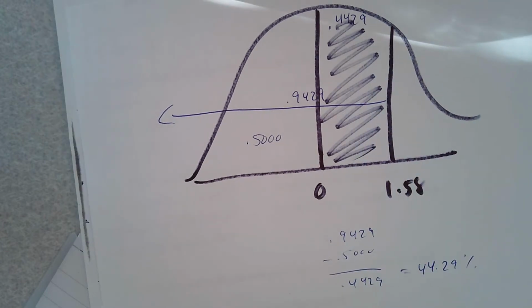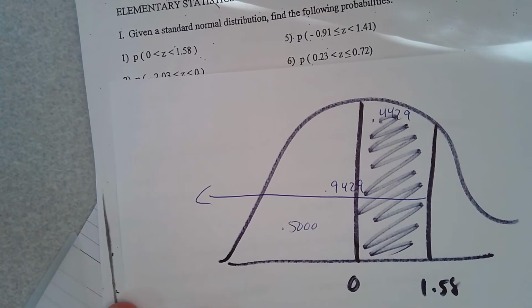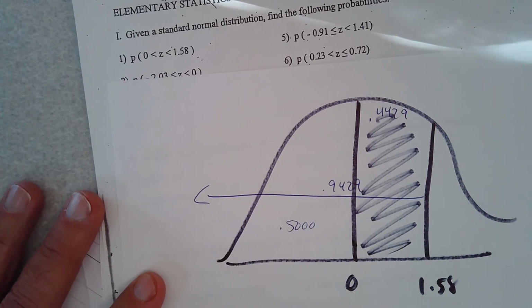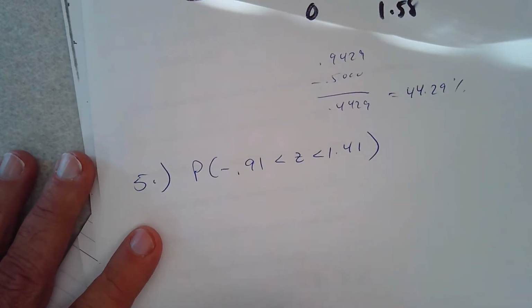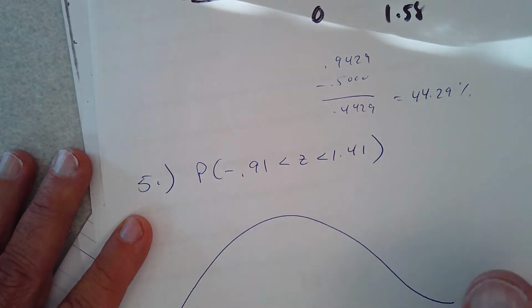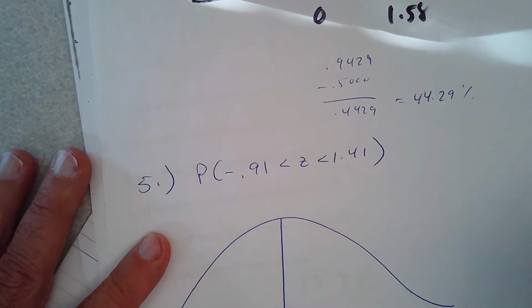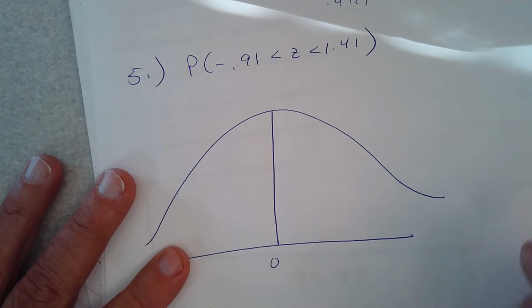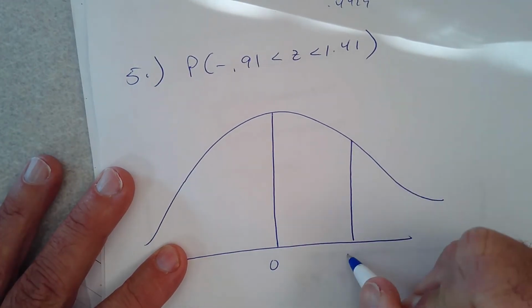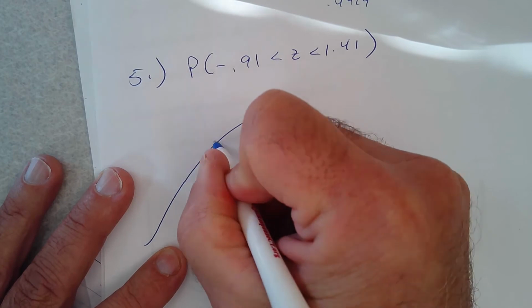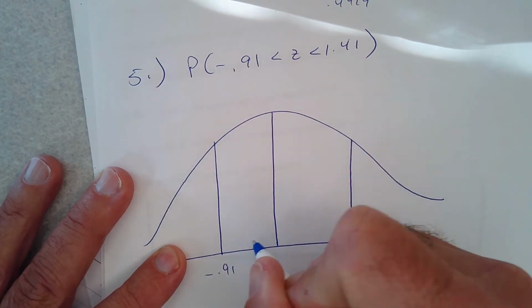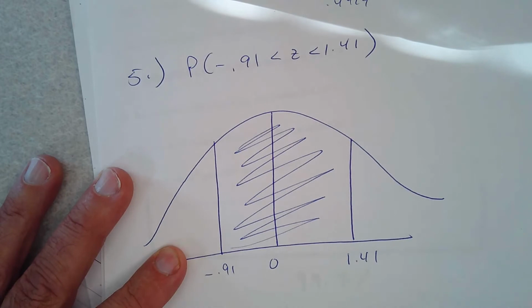Now if we look at number 5. Number 5 says, what's the probability that we're going to be between a z-score of negative 0.91 and a positive 1.41? So I'm going to draw that picture first. I know again 0 is the middle. 1.41 is going to be over here. Negative 0.91 is going to be there. What's the probability we're going to fall between those two?